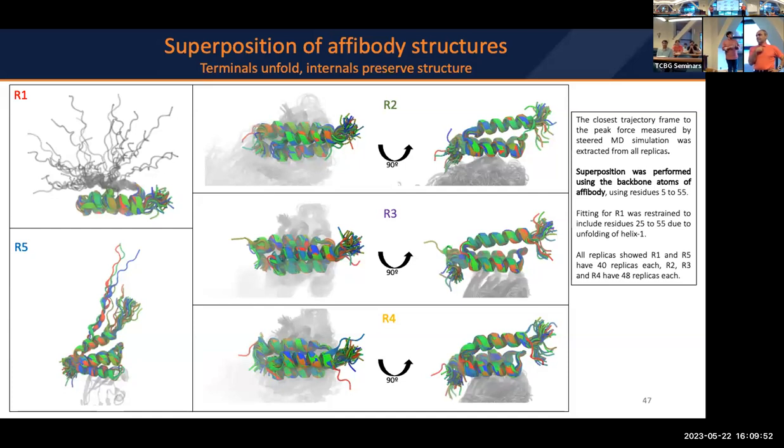Because when you run the tests, you run at high speed, since you want to run the benchmark. But for some systems, when you pull too fast, they will not unfold. They will just snap before unfolding, because you're pulling too fast. Then I go to the slow speed, which takes about 100 times more time, and then you realize, oh no, it's unfolding. And I have to repeat like 10 days of simulation again. Yeah, it is awful.